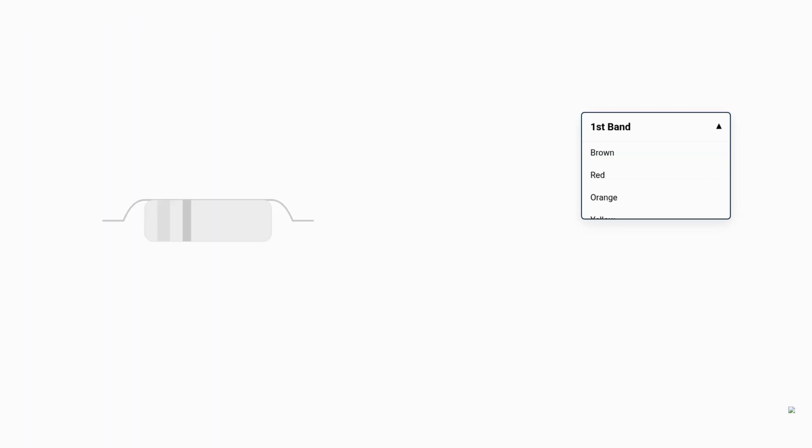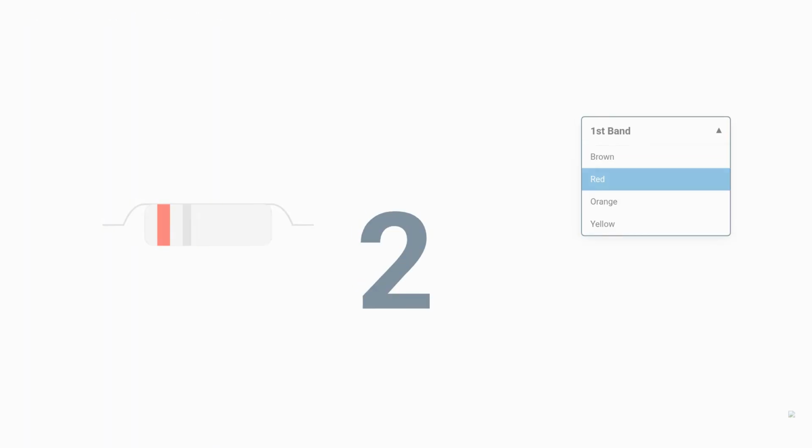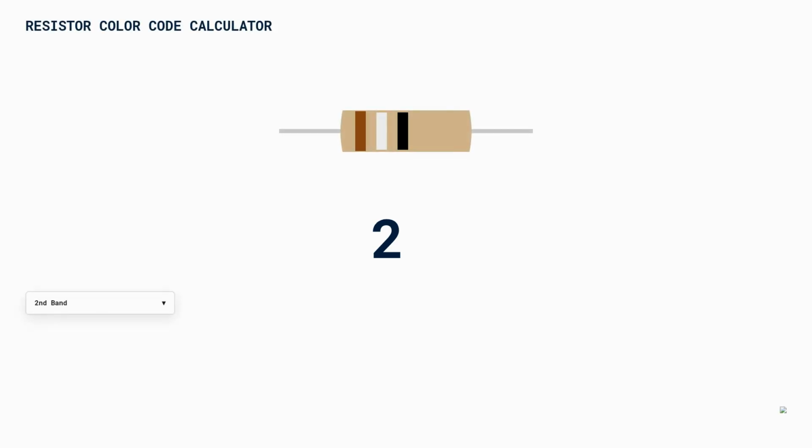For this example, I'll select red, which represents 2. The second drop-down is Second Band, Second Digit, with the same color options black through white. I'll choose yellow, which is 4.